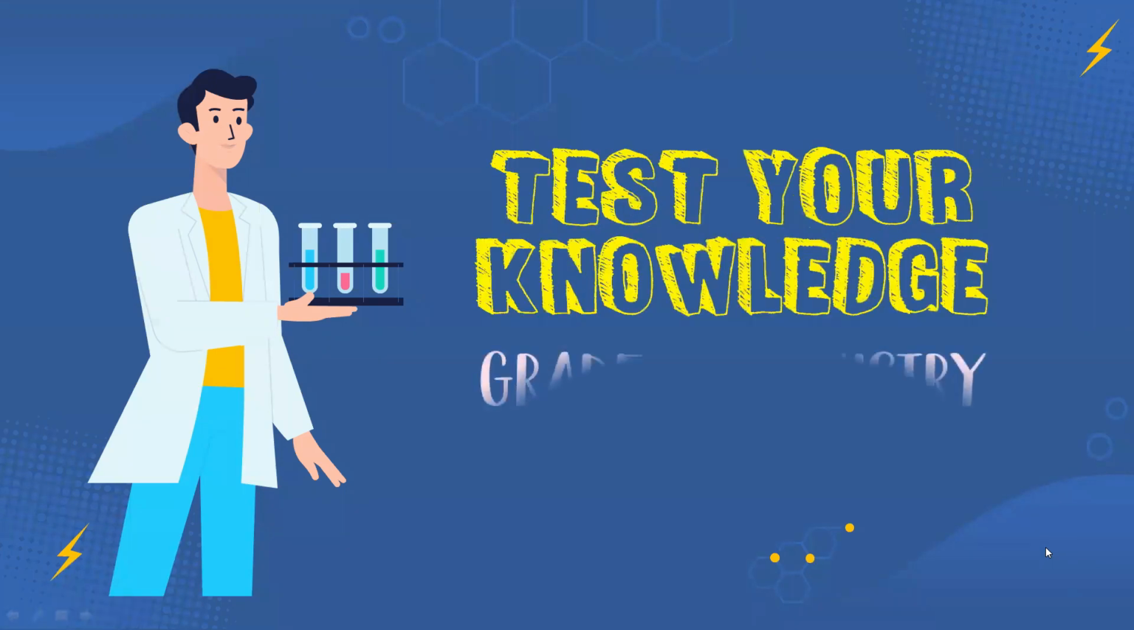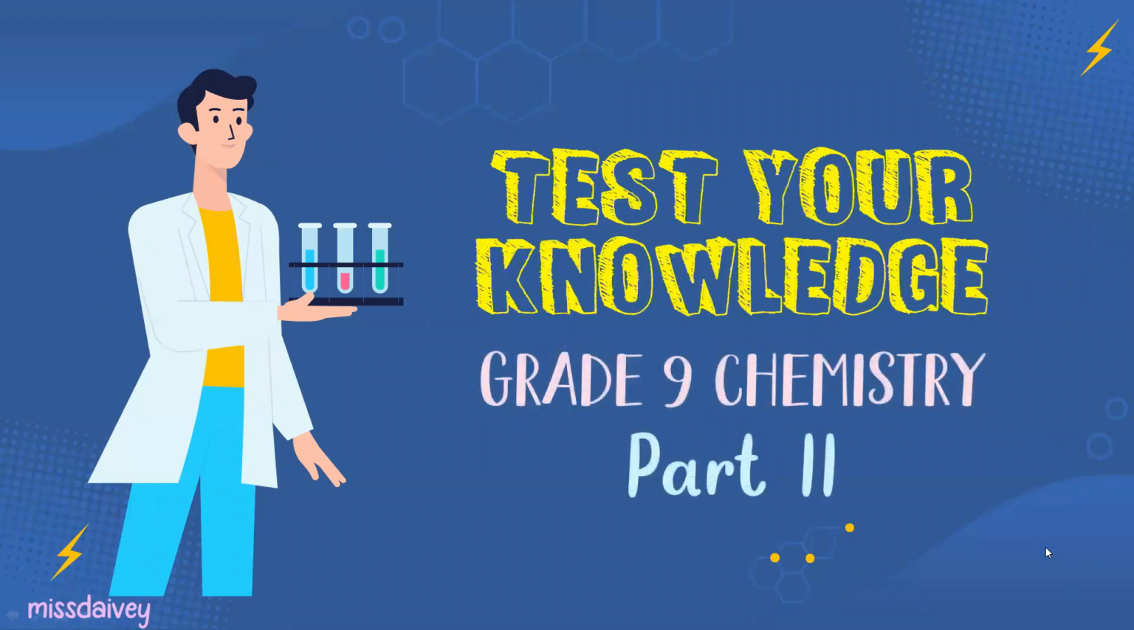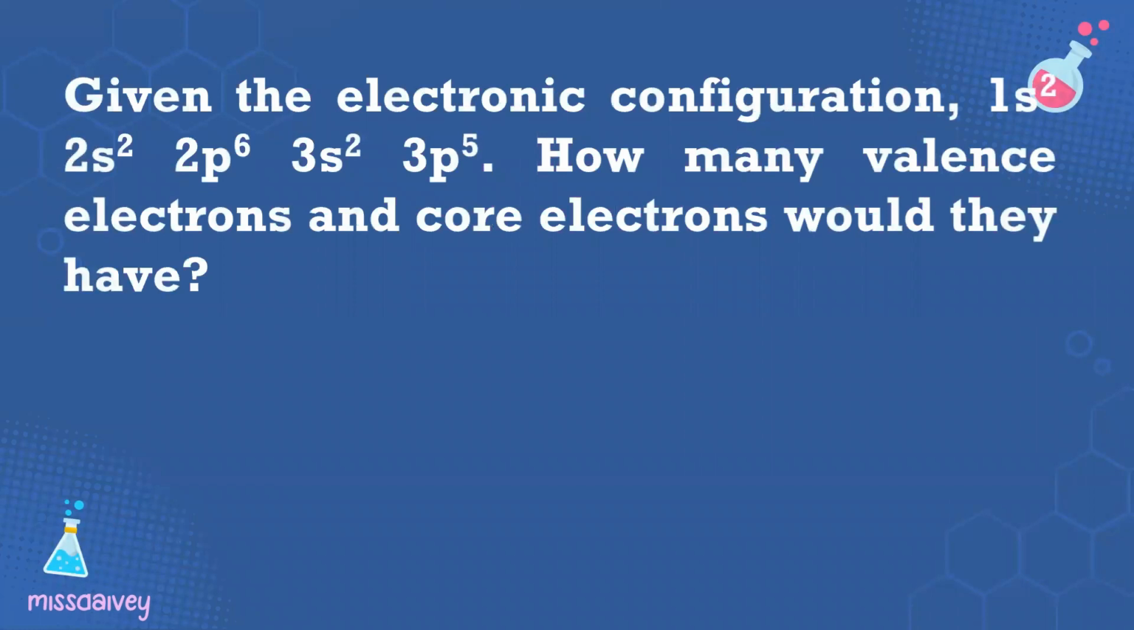Test your knowledge in your grade 9 chemistry, part 2. Given the electronic configuration 1s2, 2s2, 2p6, 3s2, 3p5, how many valence electrons and core electrons would they have?